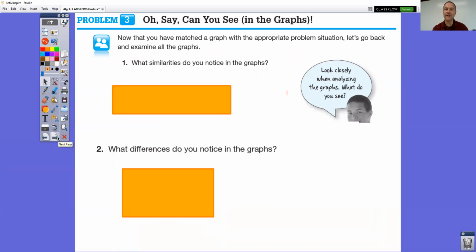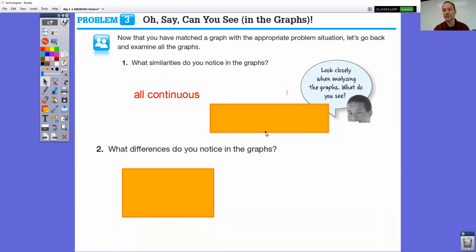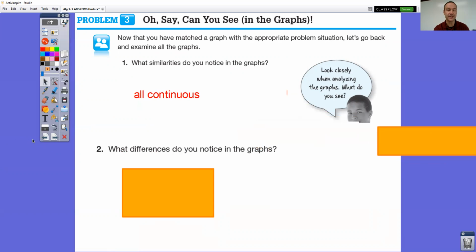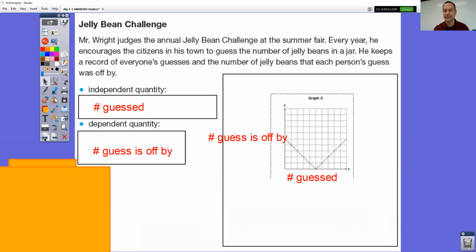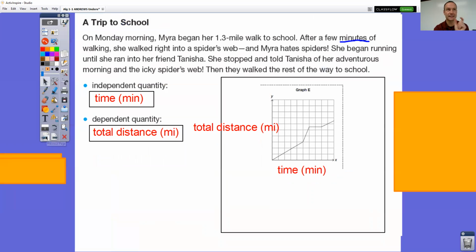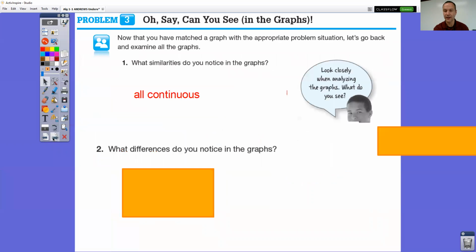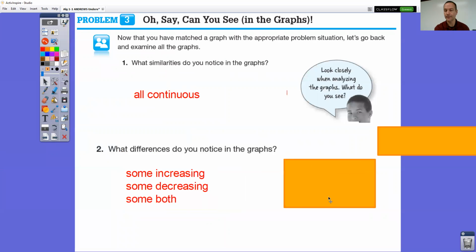Now that you have matched the graph with the appropriate situation, let's go back and examine all the graphs. What do you notice about all the graphs? Well, what you should be noticing is that all of the graphs are continuous. They are all a continuous line, meaning that they're not segmented, not dotted. They're all one continuous thing, whether they're going up or down or curved or whatever.